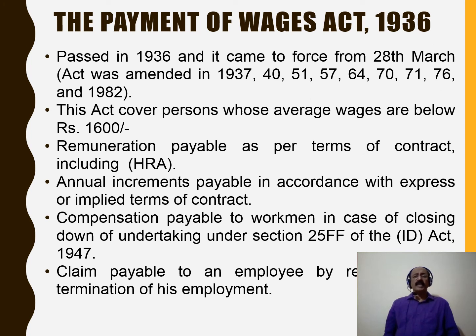The Payment of Wages Act of 1936 came into force on 28th March 1936, and this covers people whose wages are below 1,600 per month. Remuneration should be paid according to the contract, and even HRA should be based on the contract. Annual increments should be there, and that also has to be mentioned.